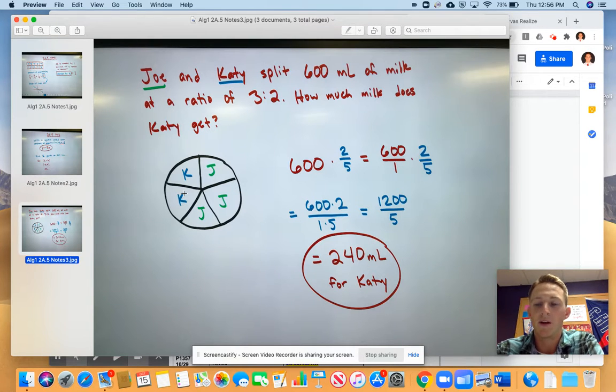So in order to figure out how much Katie's going to get, we're going to take the total amount of milk, so 600, and then Katie gets 2/5 of the pizza, right, of our fraction. She gets 2/5 and Joe gets 3/5. So now we're going to multiply. It's kind of tough to multiply a whole number and a fraction, so let's put the whole number over 1. So we have 600 times 2 over 1 over 5, as you can see right here, 1 times 5. So then we have 1,200 over 5, and that simplifies to 240 milliliters for Katie, which then would also mean that Joe got 360 milliliters.